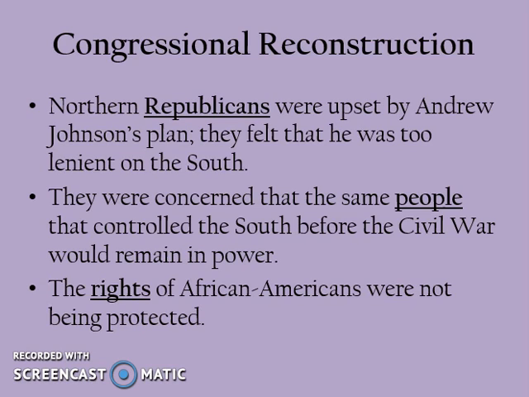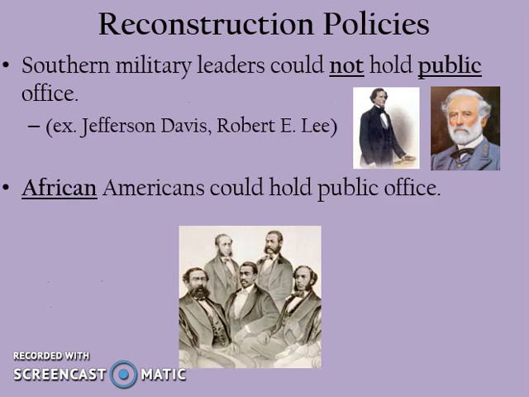This is going to be led by Congress, and they're going to start to make some changes. One of the main things they're going to do is make it so that Southern military leaders could not hold public office. So, for example, people like Jefferson Davis and Robert E. Lee, who served for the South during the Civil War, could not be in public office. However, African Americans could hold public office. We have at the bottom of the slide here a picture of the first African Americans to serve in the U.S. Congress.